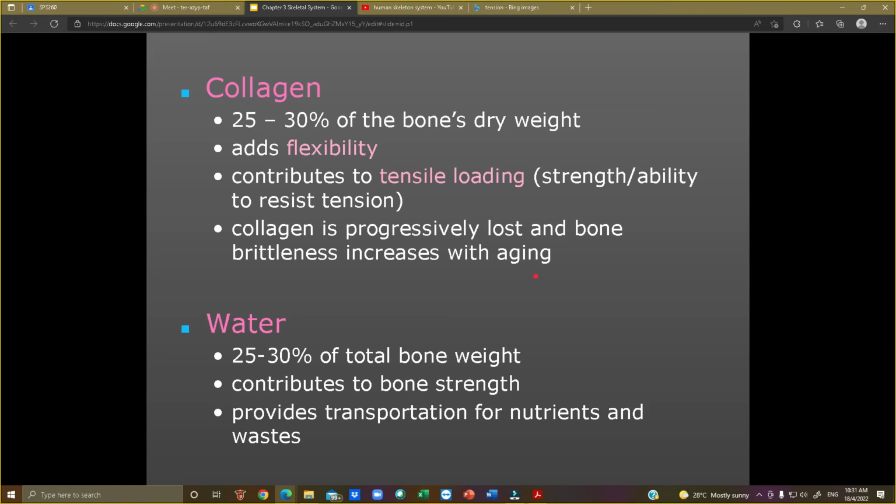Dia pecah-pecah dia. Macam mana nak cakap? Macam cat gerapuh. Pecah sikit-sikit. Tu brittle. Okay, and the fourth building block is water.